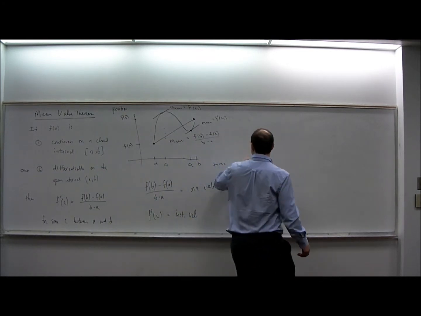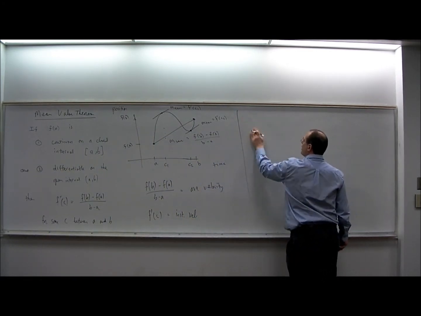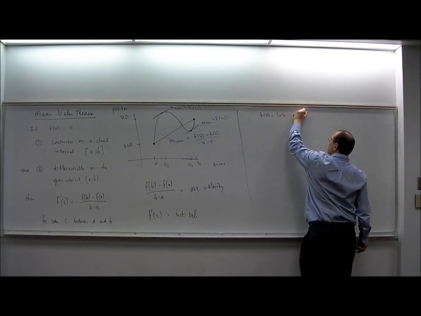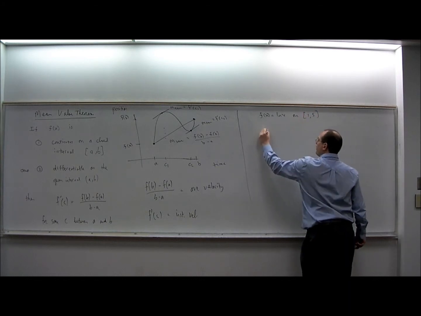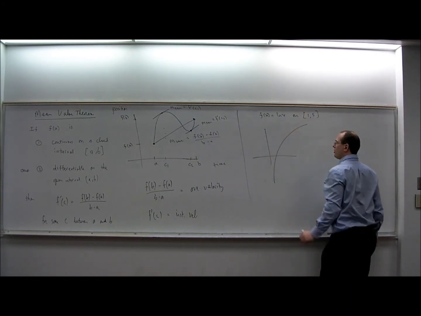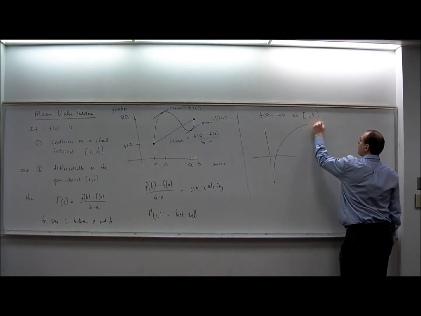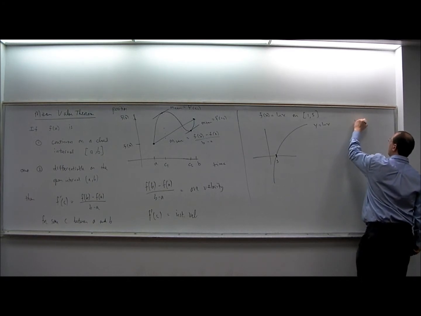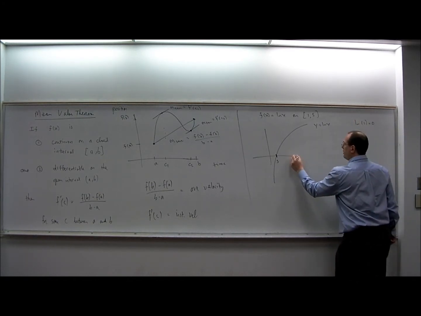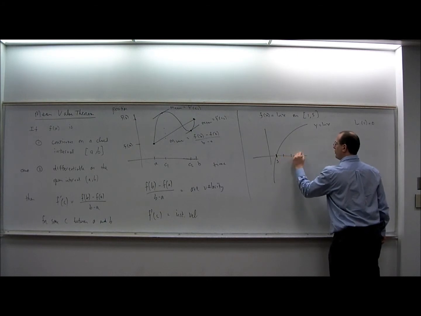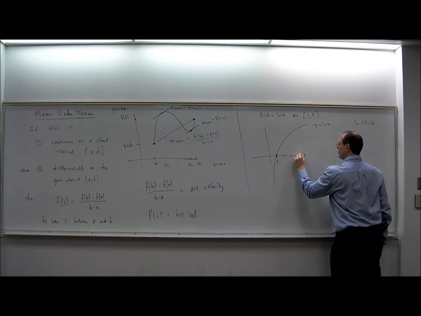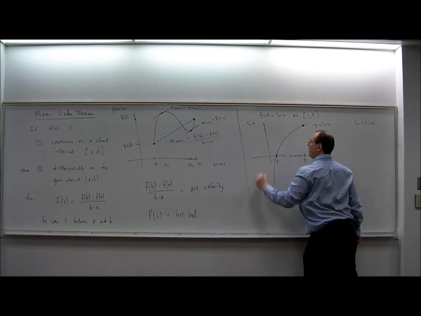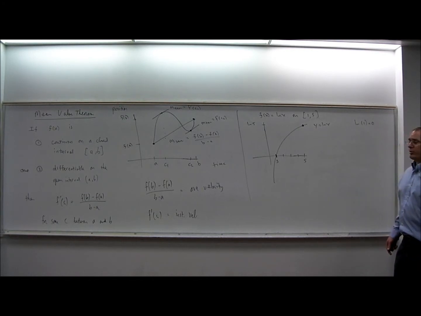And let's look at a more mathematical example. Let's apply the theorem to the function f of x equals the natural logarithm of x on the interval from 1 to 5. The graph of the natural log curve looks like this. And here's x equals 1. The natural log of 1 is 0. And here's x equals 5. And there's the height natural log of 5, which is somewhere between 1 and 2.